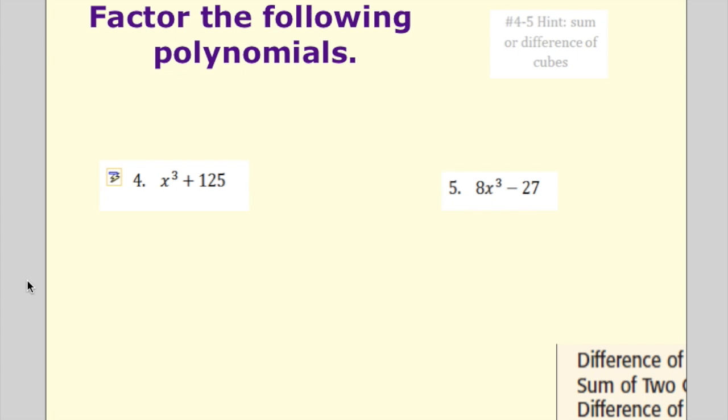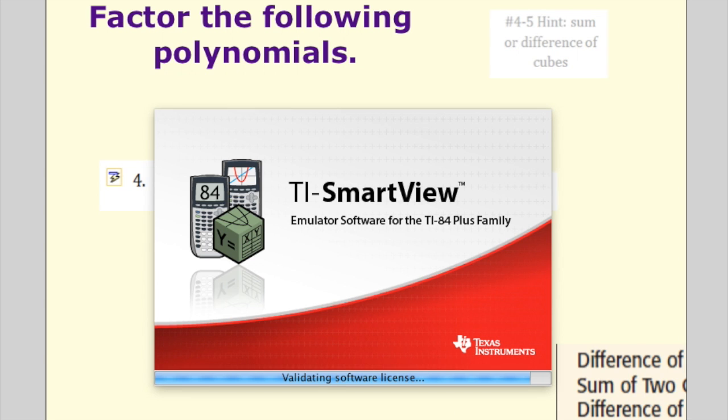It says factor the following polynomials. Right away I look at it and I see that there's only 2 terms. I see it's a cube. Well, when I see it's a cube, I know that the cubed root of x to the third is x, and I know the cubed root of 125 is 5. So that means I can use the sum of 2 cubes formula.